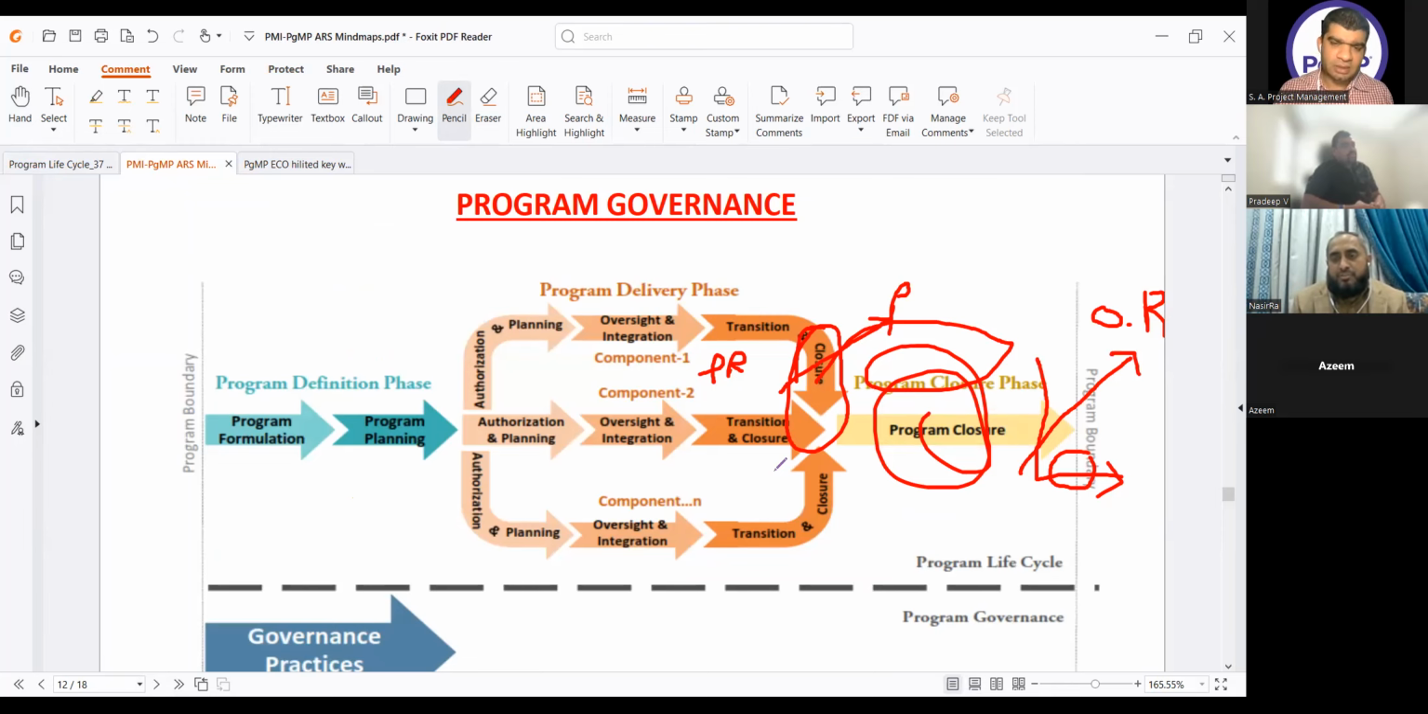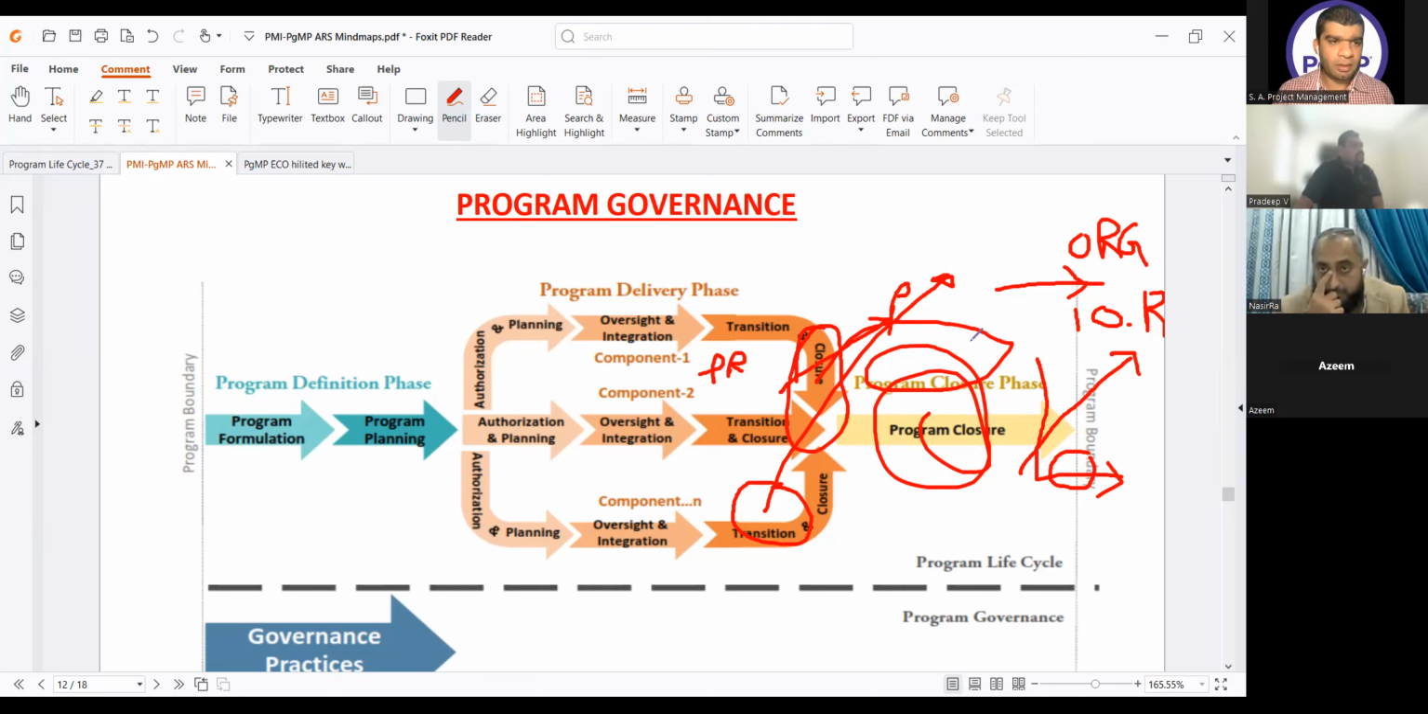archive repository. So this component archive will be given again to the program level. And then once I go out of this program closure phase, I will transfer this to the organizational archives. Clear to everyone?